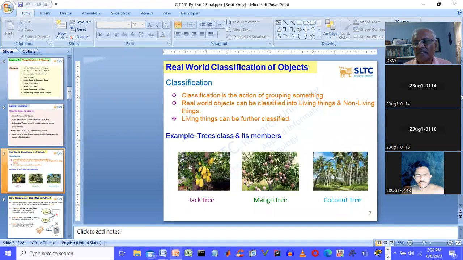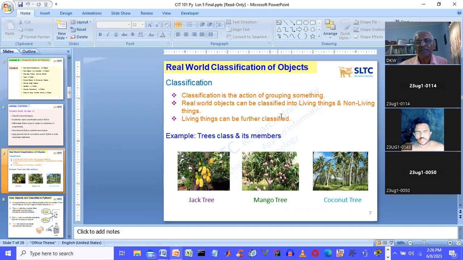The things in the real world or the virtual world, as I told you, can be categorized and put into classes. Real world objects can be classified into living things and non-living things. I explained it. Living things can be further classified. Even non-living things can be further classified.